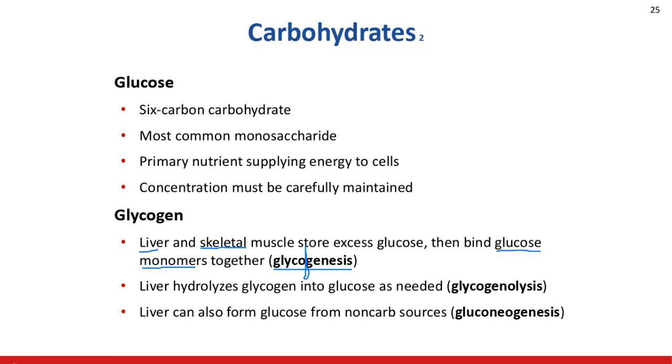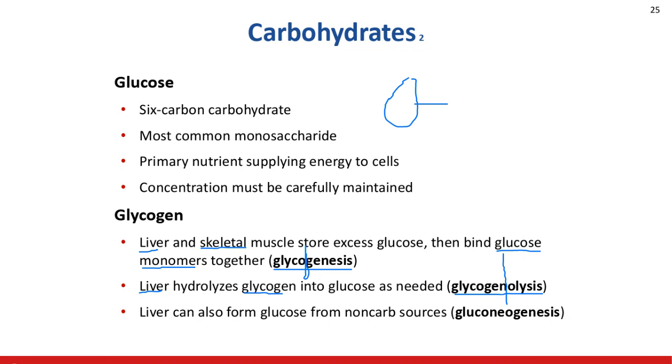So now, I'm going to go run a marathon, and I need to get energy from that stored glycogen. No problem. The liver is going to break down that glycogen. We call that hydrolyzation. The actual process is called glycogenolysis. Let's dissect it. Glycogen is going to be our product. We're going to break down glycogen, and lysis means to break down. So glycogenolysis means we're breaking down glycogen.